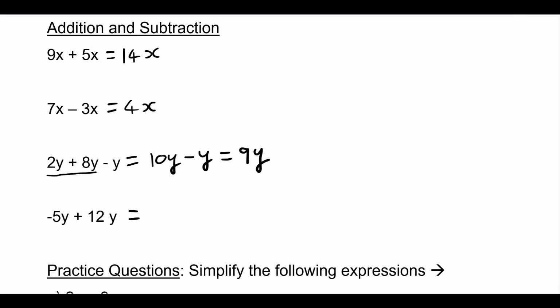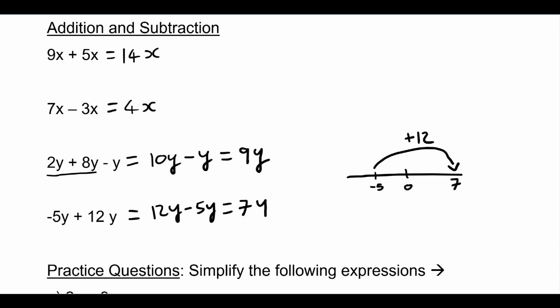Minus 5y plus 12y is a little bit trickier. I need to remember my rules of negative numbers. So if I consider a number line, minus 5 plus 12 is just going to be the same as 12 take away 5, which is going to be 7. So minus 5y plus 12y is the same as 12y take away 5y, which is 7y.